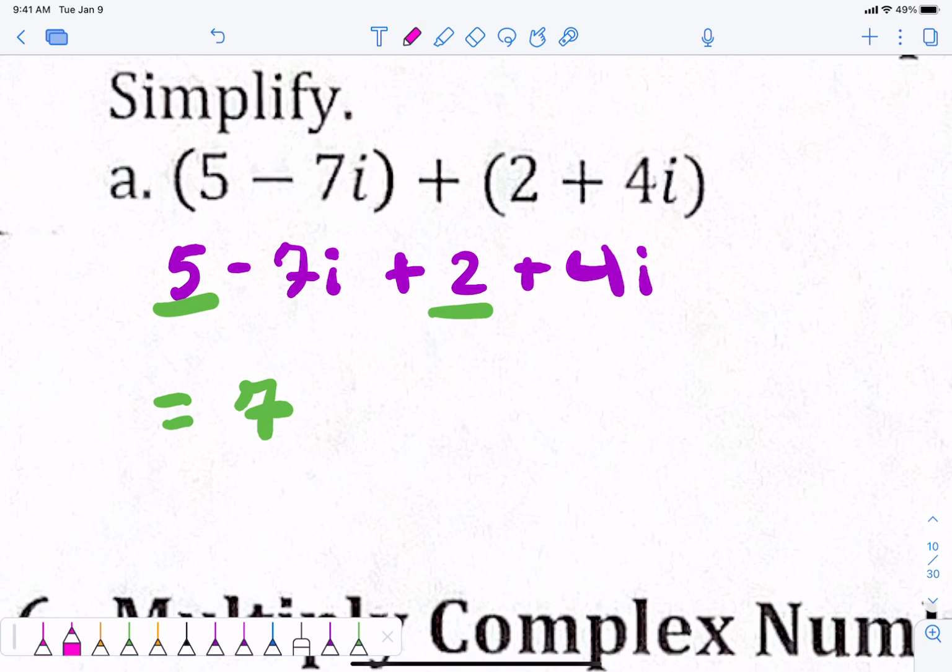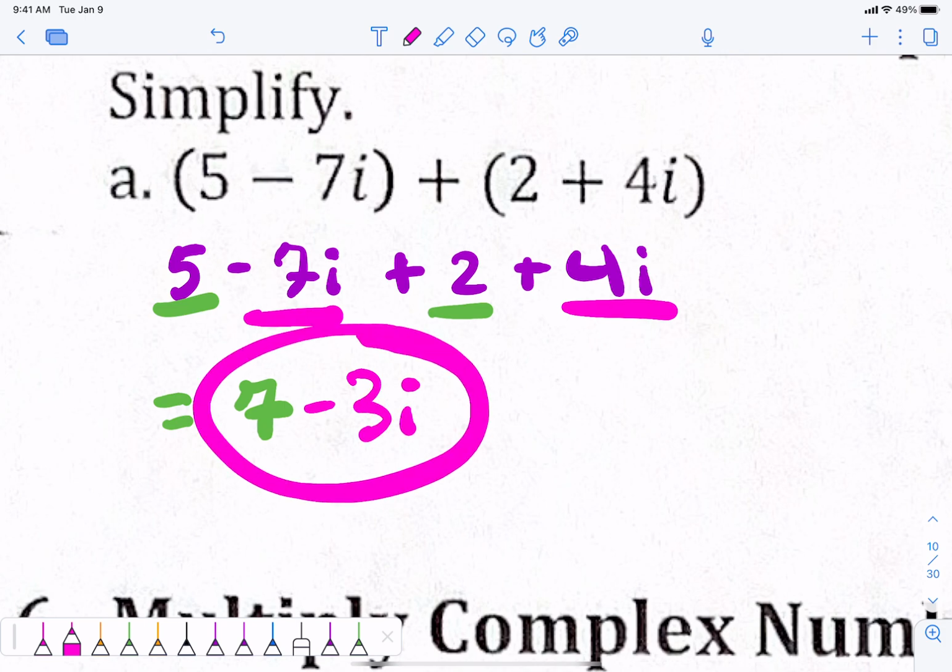Negative 7i plus 4i is negative 3i. So there's my a plus bi form right there. That's all you have to do.